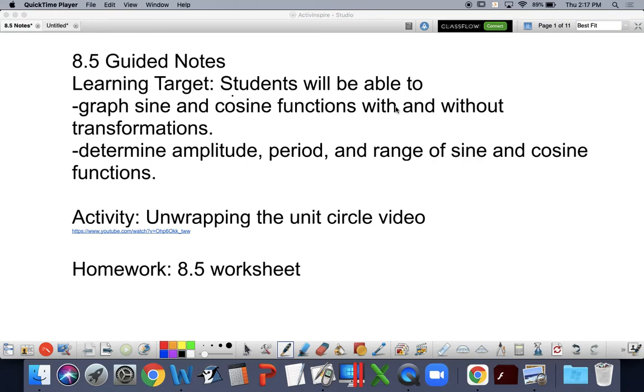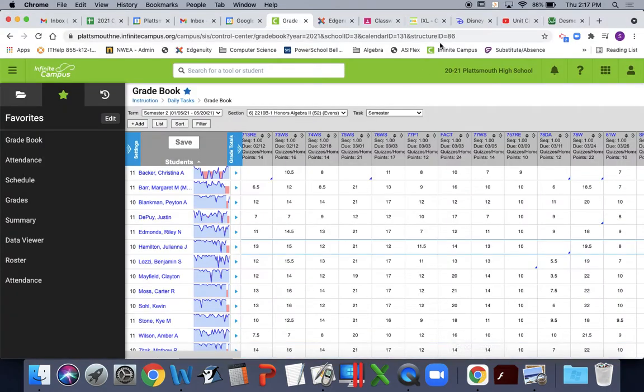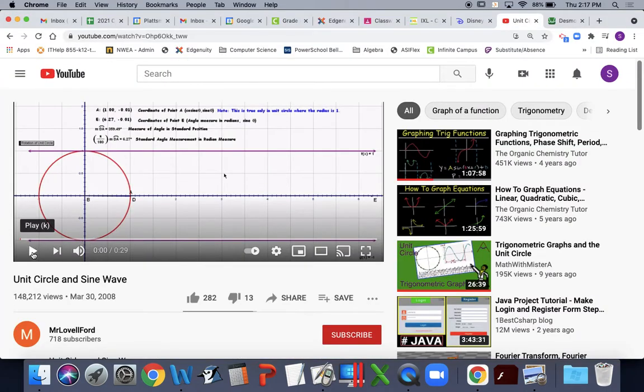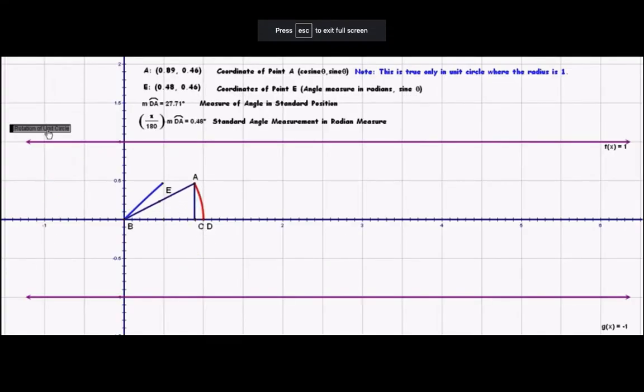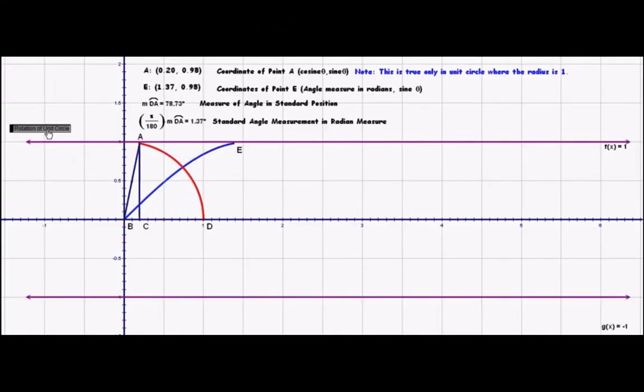If you end up taking pre-calculus and trig next year, you will do a lot of graphing with these different functions. What I first want to show you is just a little video of how the unit circle gets unwrapped to show what sine and cosine end up looking like. So our unit circle is in red, and then the blue is the value of sine of the unit circle.